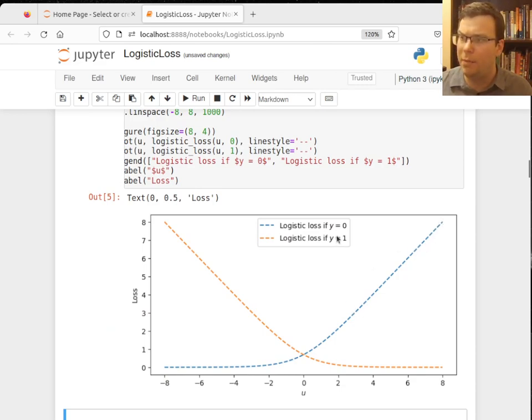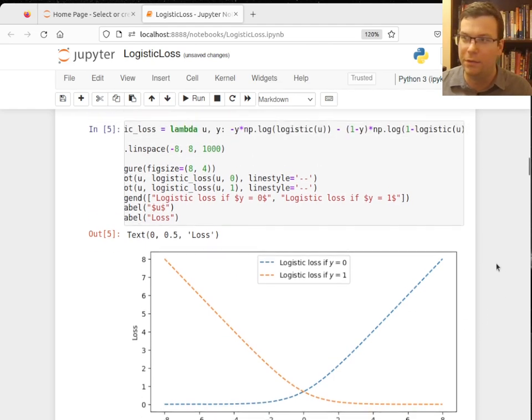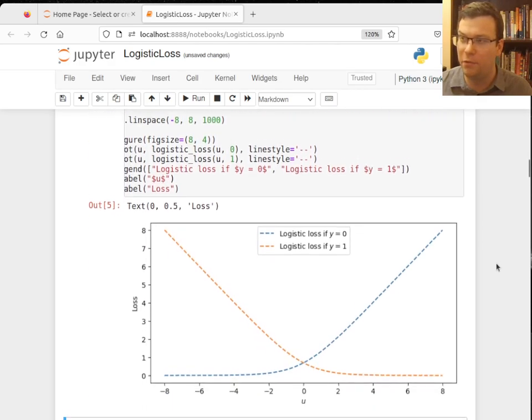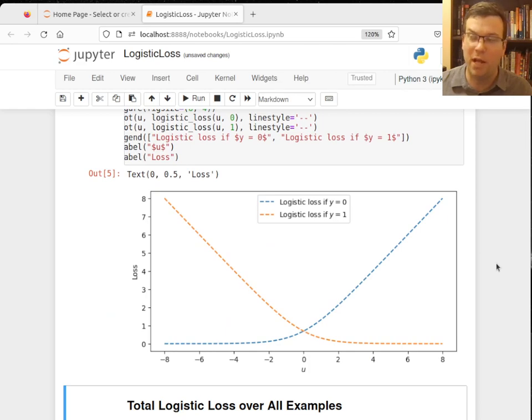And then you see it's the opposite. It's reflected about the line x equals 0. If I'm trying to classify an example that is supposed to be a 1, then I have a very low loss if u is greater than 0, but I have a higher loss if u is less than 0. Okay, so let's just take a moment and let the loss sink in, and then I'm going to explain how we actually use the loss to choose parameters that minimize the loss over all examples.